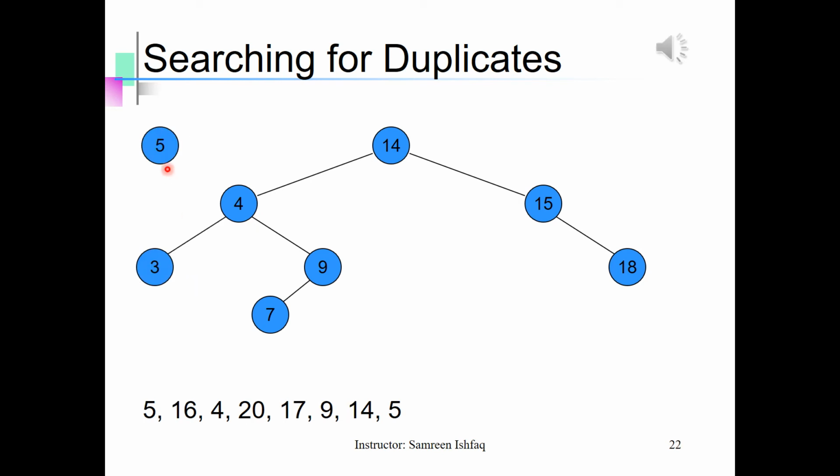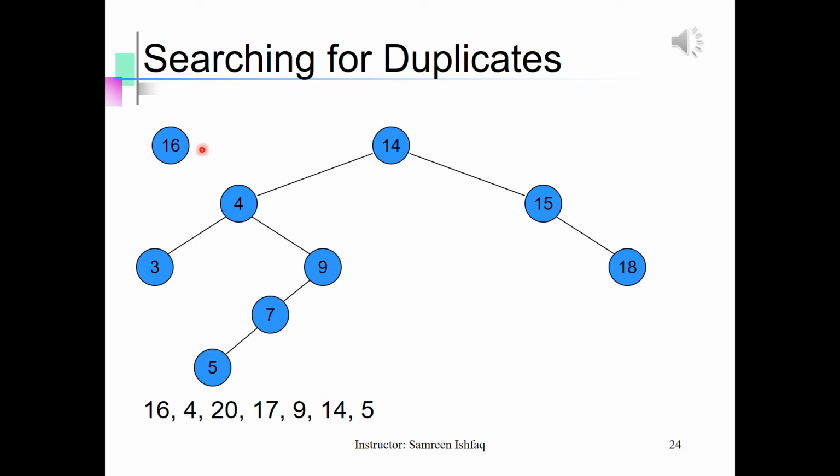The next element in the list is 5. We will compare 5 with 14. 5 is less than 14. Now we will compare 5 with 4. 5 is greater than 4. We will compare 5 with 9. 5 is less than 9. And now we will compare 5 with 7. 5 is also less than 7. So 5 will become the left child of node 7.